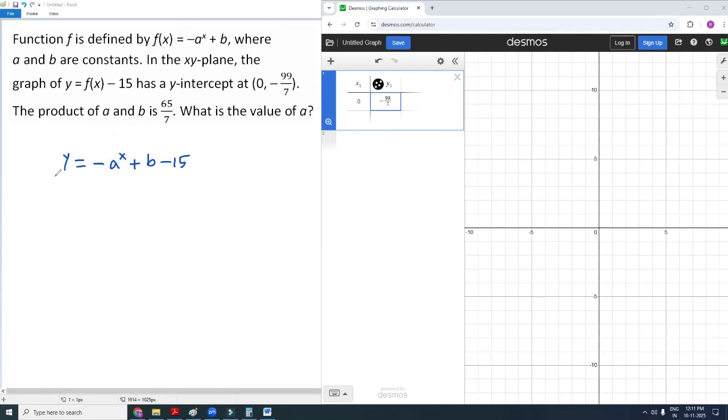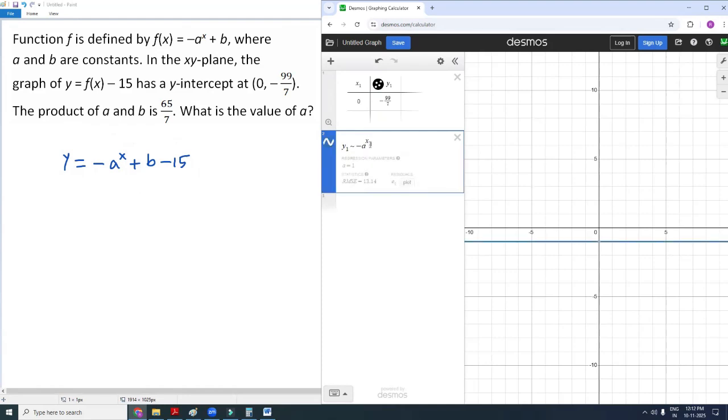In that case, when I take this equation in Desmos, for x I have to use x1, for y I have to use y1, and instead of the equal sign I have to use the tilde sign. Okay, now let me take this equation in Desmos. So that is y1, and for the equal sign we have to use the tilde sign, negative a to the power of x1, positive b, minus 15.